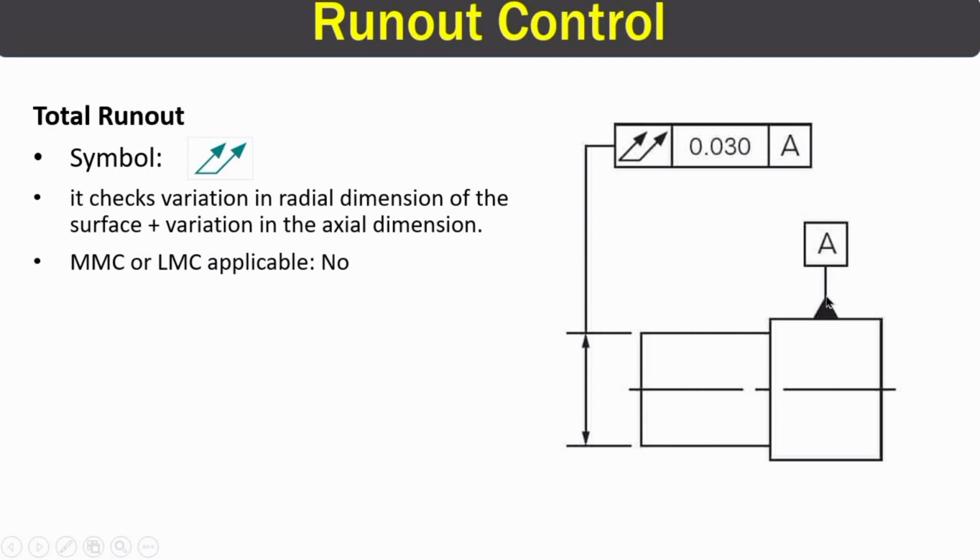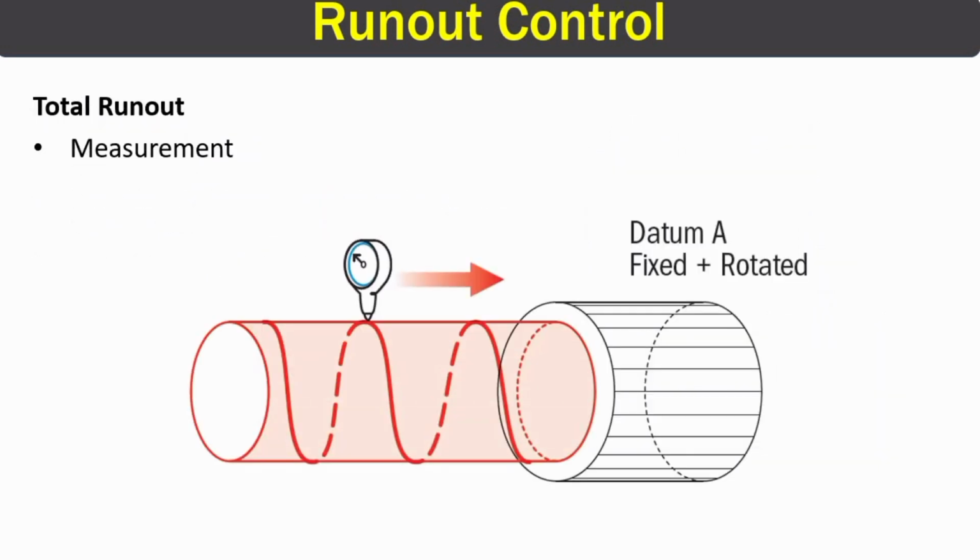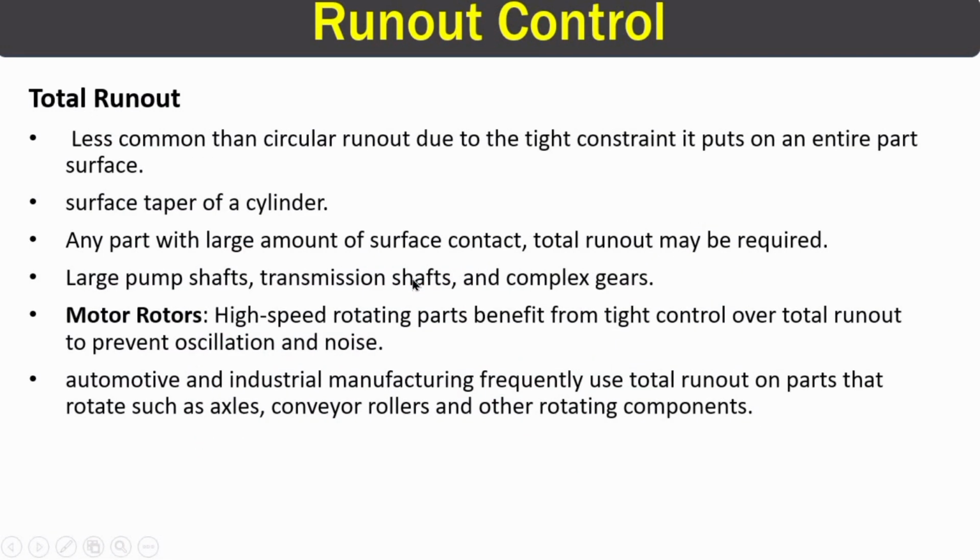So in this image, we have almost the same setup as in circular runout, but here we will move the gauge axially in forward and reverse directions, so that we can measure it in 3 dimensions. So total runout can be used where the surfaces are circular and larger as well. So here are a few applications of total runout.